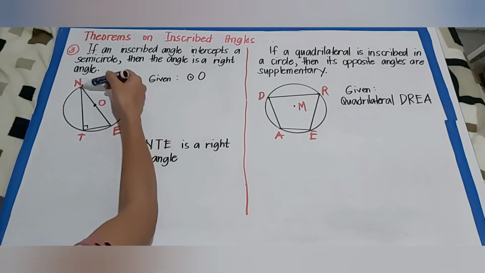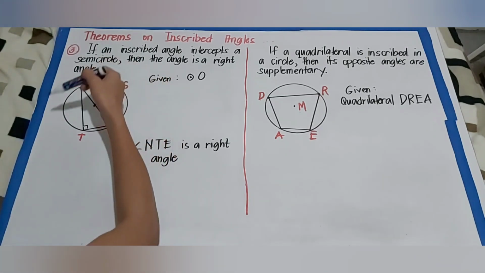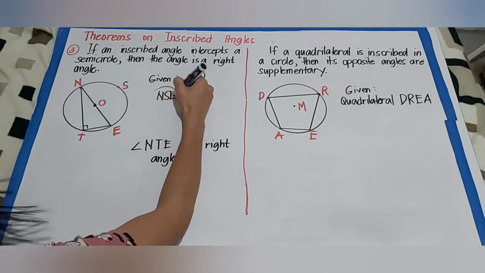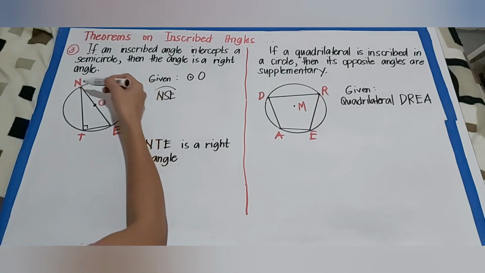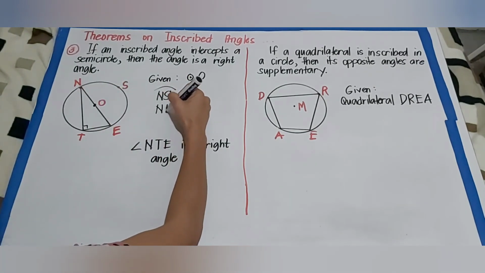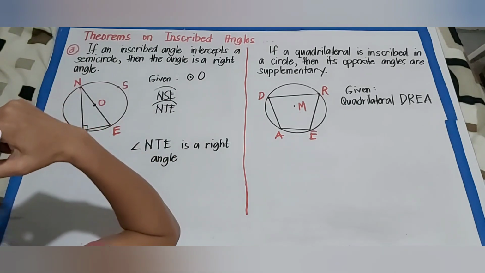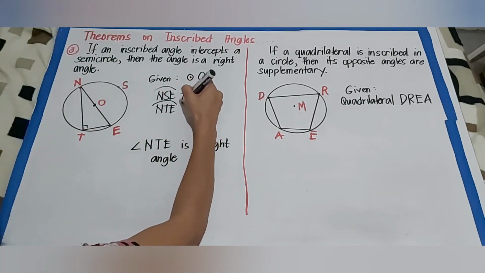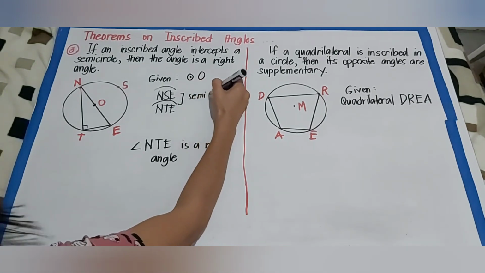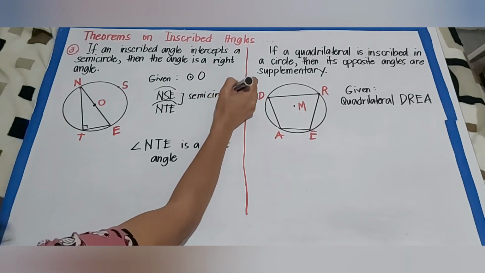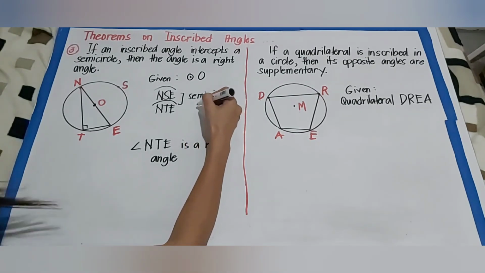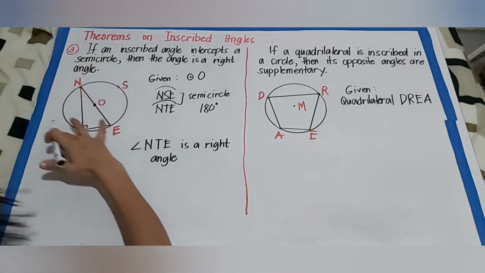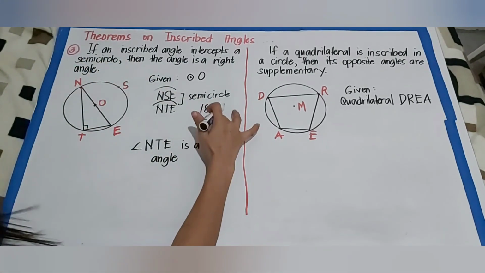Kapag may diameter, it divides our circle into two semicircles. We have semicircle NSE and another semicircle NTE. Again, nagkaroon tayo ng semicircle kasi meron tayong diameter. Okay, so these are semicircles. So, logically, ang semicircle, ang measurement niyan ay 180 degrees, right? Kasi ang kabuuan ay 360. 360 divided by 2 is 180 degrees.